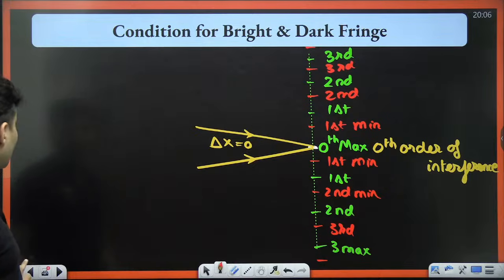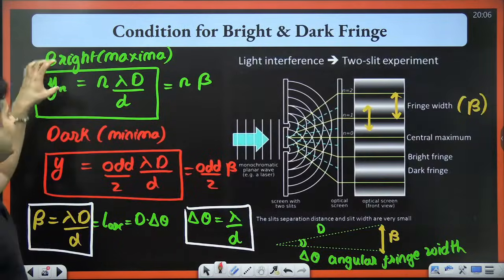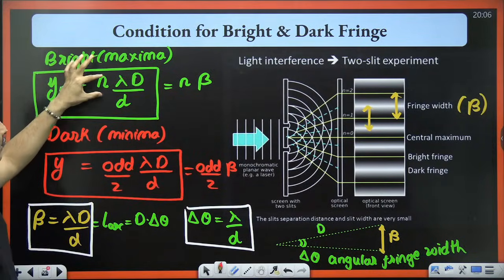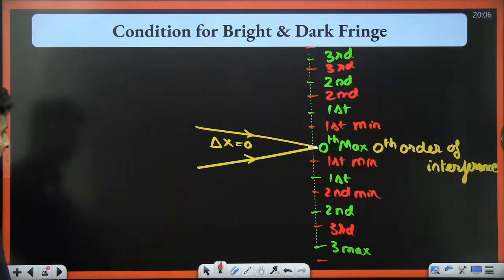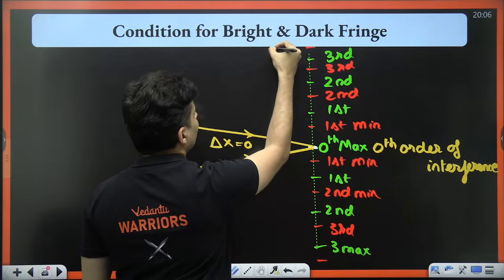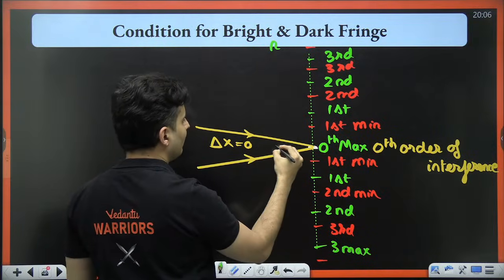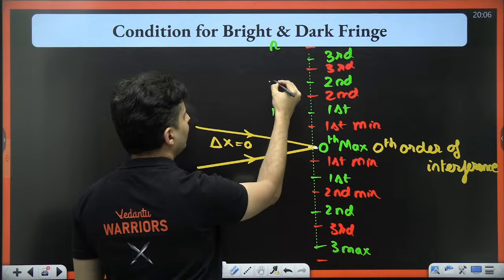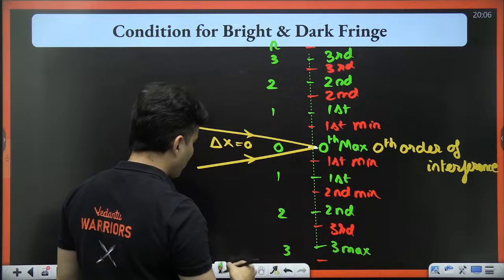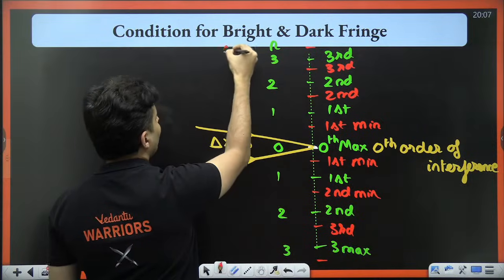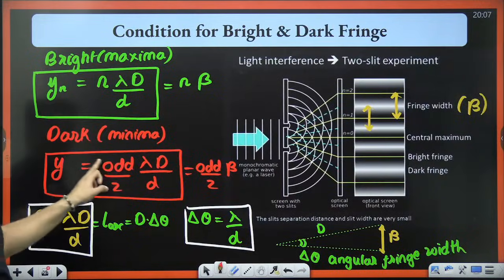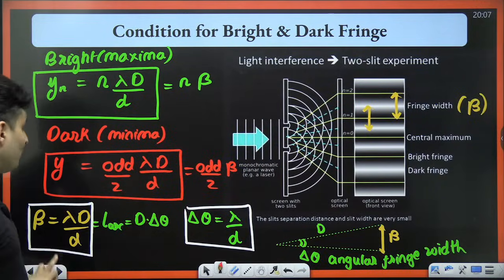If you remember that in the formula for finding where that maxima is or where that minima is, you had to substitute n or that odd number. If I have to tell you the value of n, the value of n goes like this. Here the value of n is 0, then it is 1, then it is 2, then it is 3. Here it is 1, then 2, then 3. But if I have to tell you the value of the odd number, which is used over here, odd by 2, be very careful.